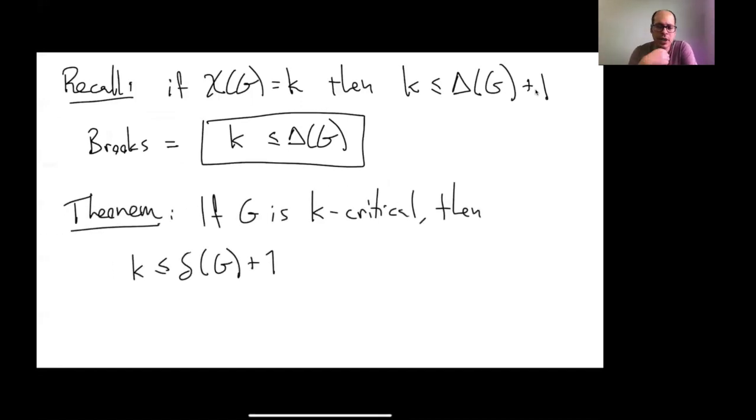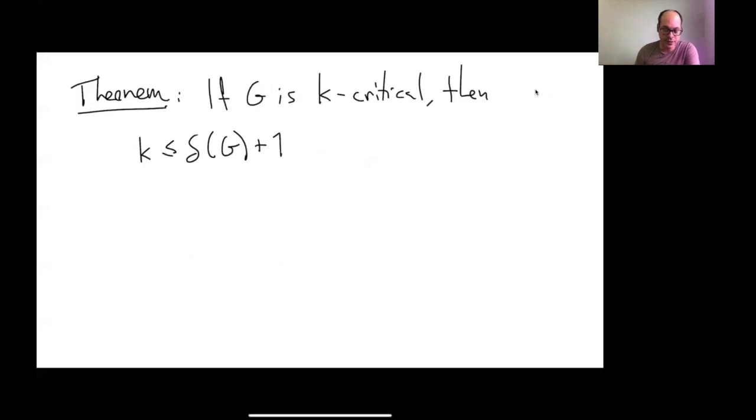But interestingly, for critical graphs, you have an inequality not just with the largest degree, but with the smallest degree of a vertex. So the theorem that I'd like to briefly mention is that if you have a k-critical graph, then its chromatic number k is not only at most capital delta, but it's actually less than or equal to little delta plus 1. All right, so let's explore this theorem quickly.